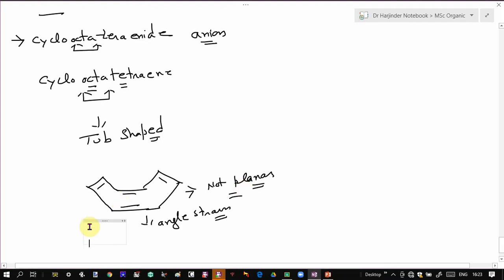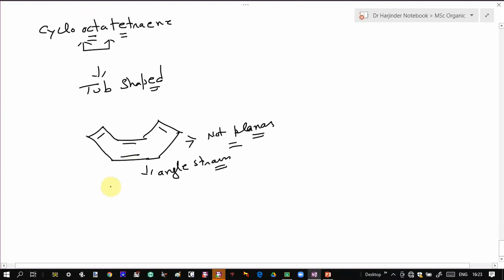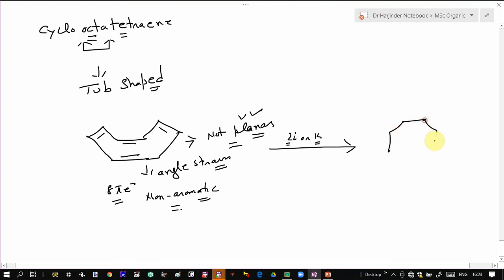And even though it has 8 pi electrons, even then it's a non-aromatic compound. Why is it non-aromatic, not anti-aromatic? Because it is not planar, so it is a non-aromatic compound. But when we treat this molecule with a single electron donor such as lithium or potassium, it results in the formation of its dianion, and that dianion has a planar structure. So it forms a dianion, with double bonds and a negative charge here and here.